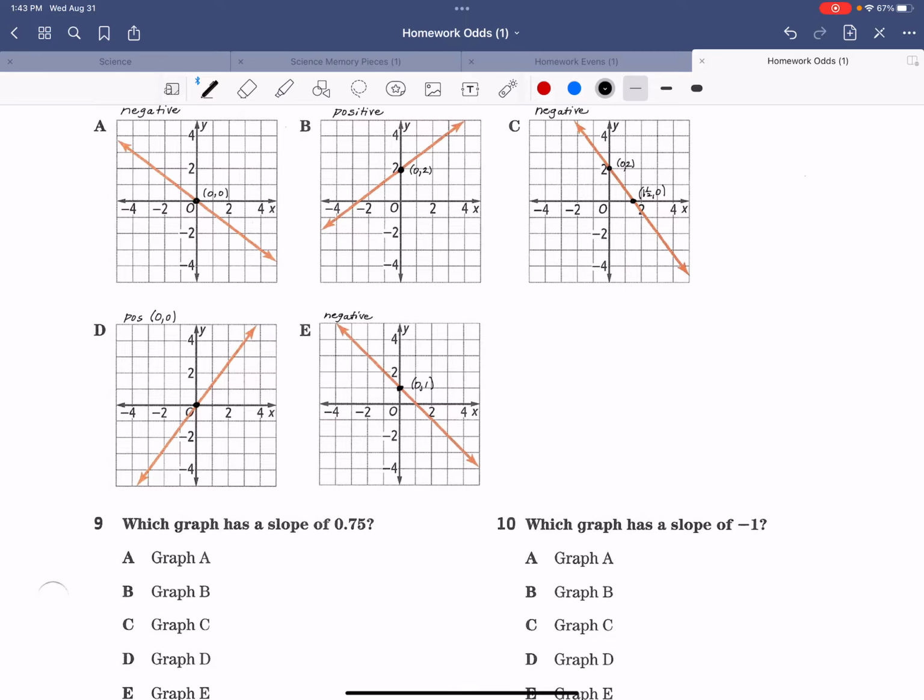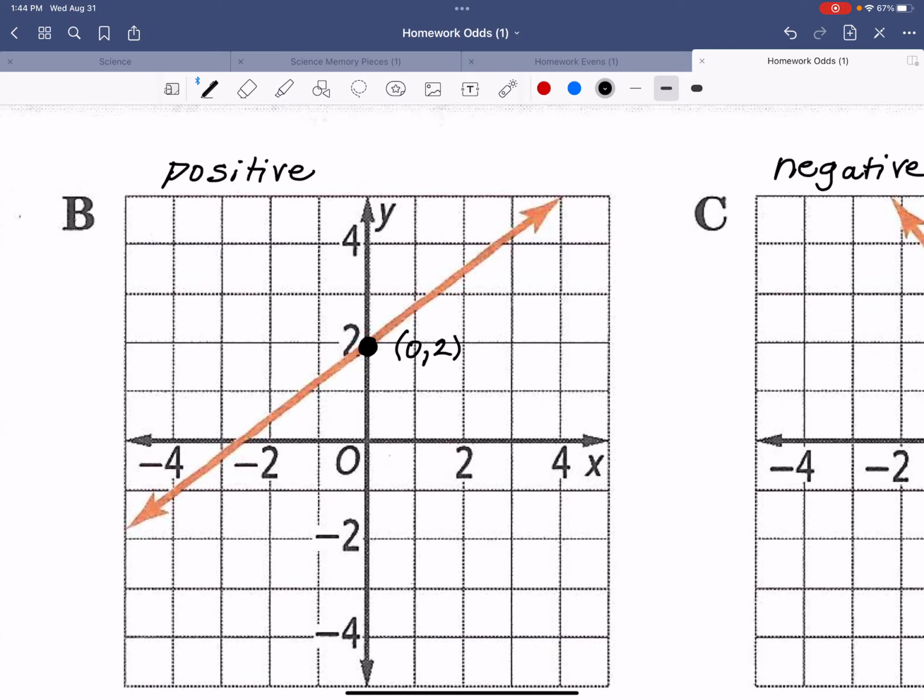Number 9, which graph has a slope of positive 0.75. So I can eliminate A, it has a negative slope, C has a negative slope, and E has a negative slope. So even if I just have to guess here, I'm guessing out of 2 instead of 5. But we don't have to guess. We can find the slope. So let's look at graph B and see what we have.